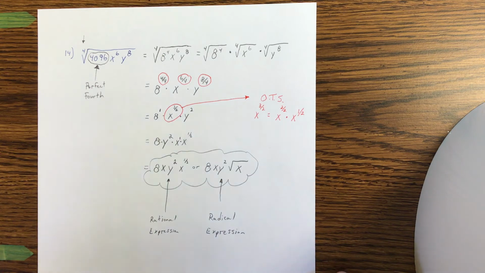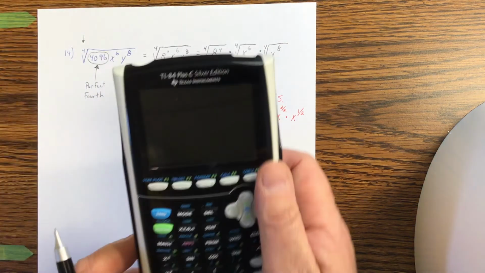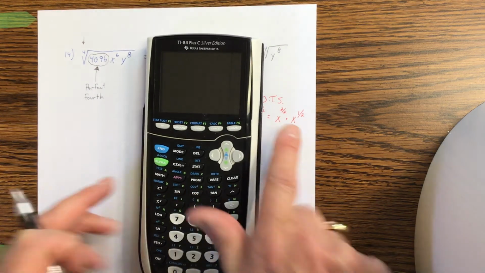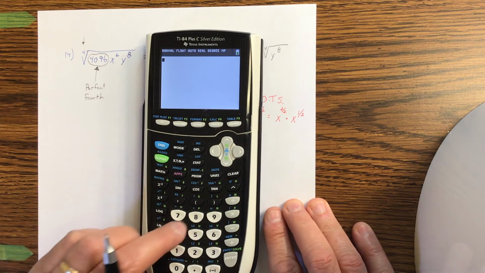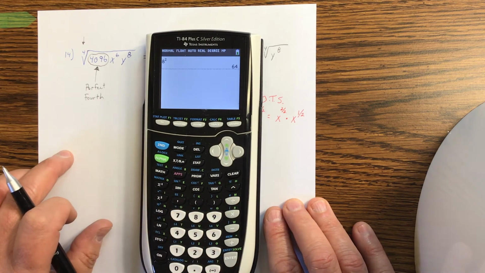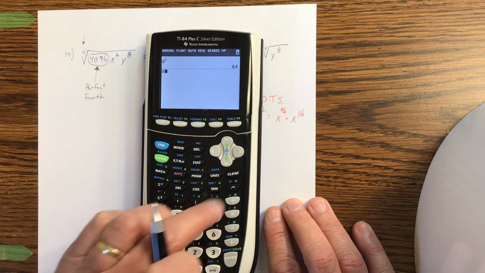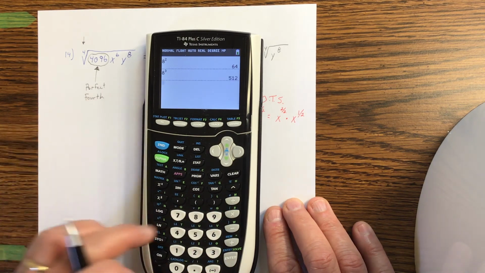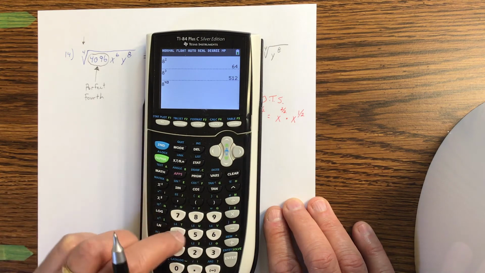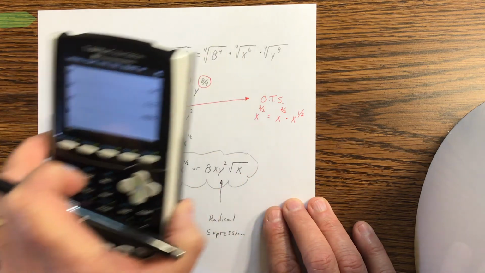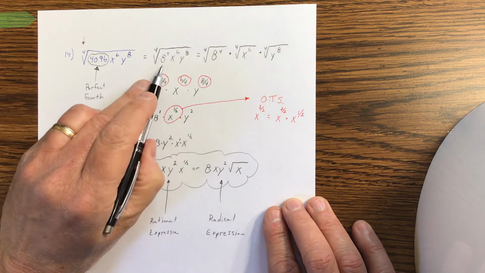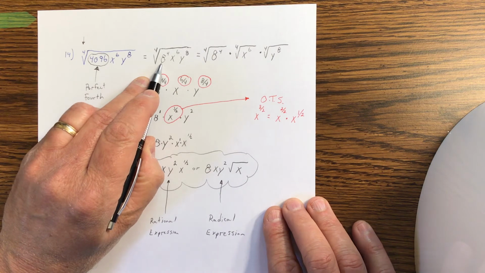Actually, let me back it up. 4096 is a perfect fourth, and we know it's going to be 8 to the 4th. If you need to use your calculator, 8 to the second power we know is 64. 8 to the third power is 512, and 8 to the fourth power is 4096. So we know that 4096 is a perfect fourth, and its principal root is 8.